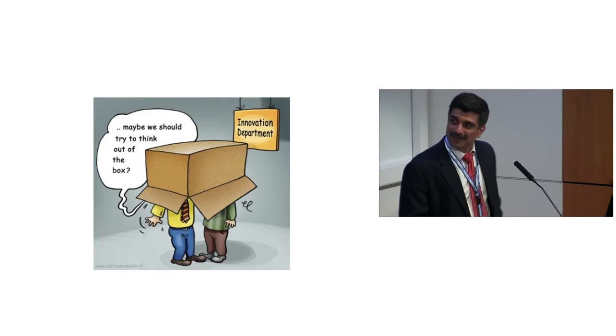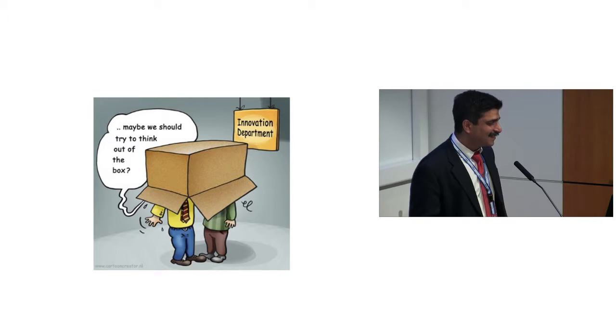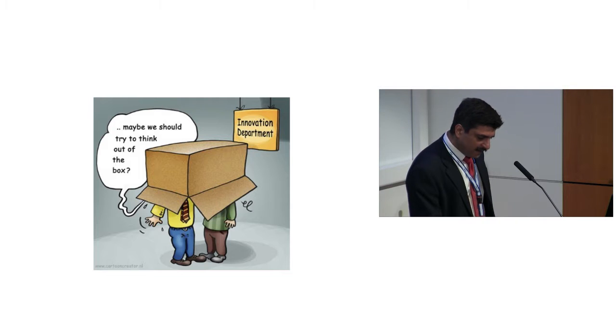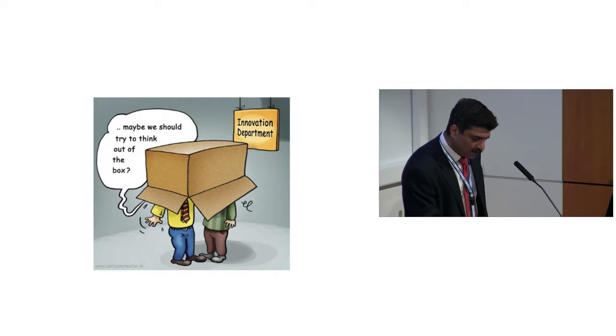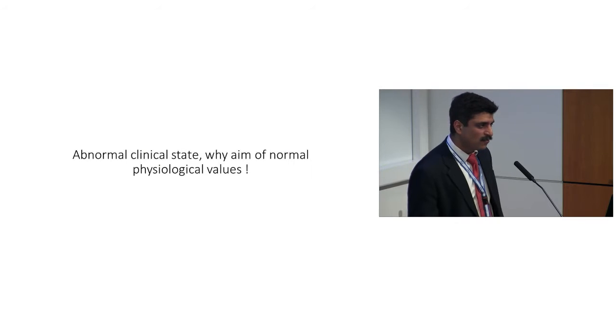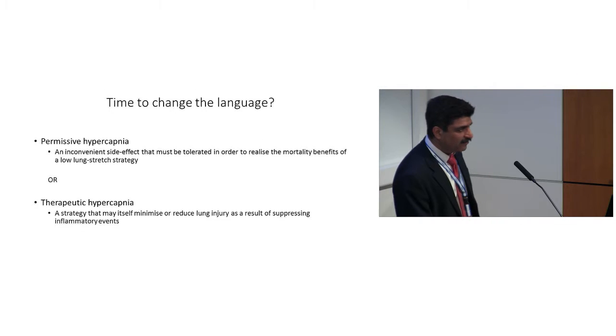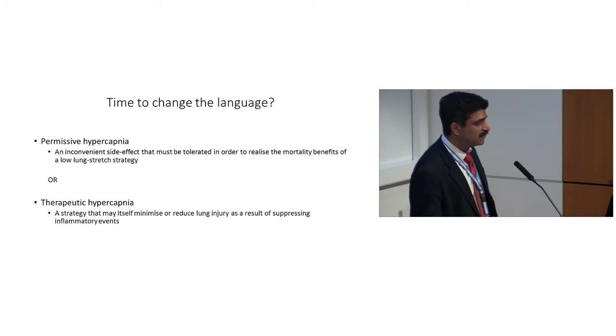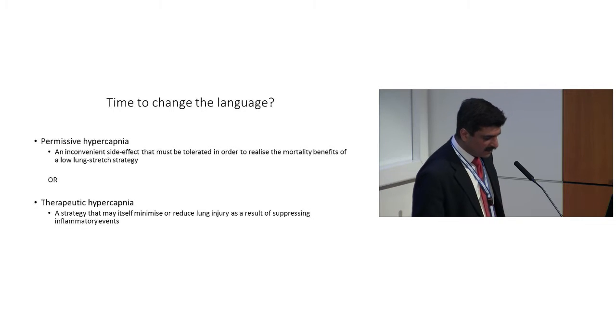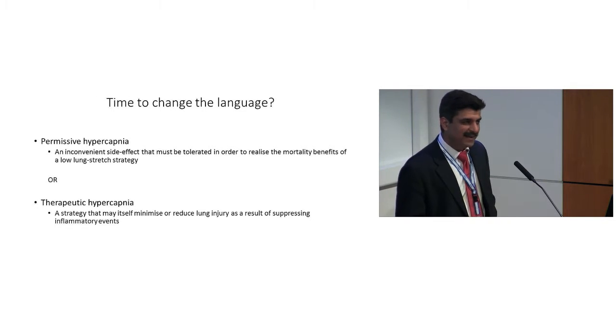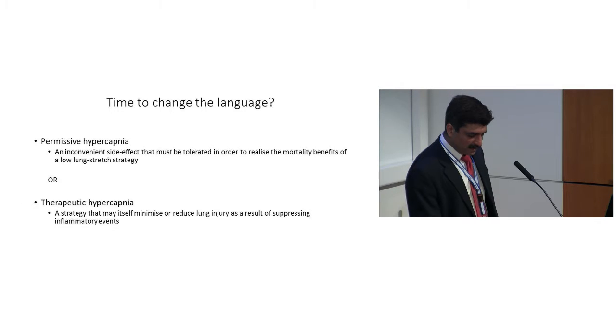So we have to do something different. Or at least I have to do something different in my practice. And there are 3 things I'd like to discuss. One is, it's an abnormal physiological state. Why accept normal physiology? It's about time to change our language of how we describe respiratory failure. Permissive hypercapnia is like an inconvenience, whereas should we change it to therapeutic hypercapnia?